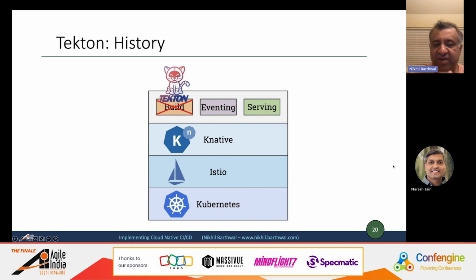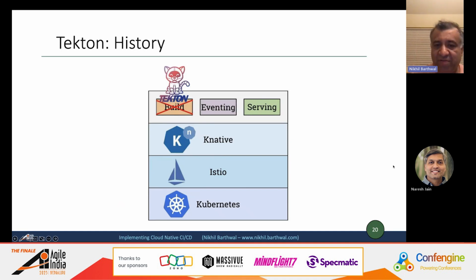And Knative had three components. So it had build, eventing, and serving. Build was how you deploy it to containers. Eventing is the event framework because serverless operates on events. So you have an event framework, you have some trigger, you have some channels, and then you have serving.